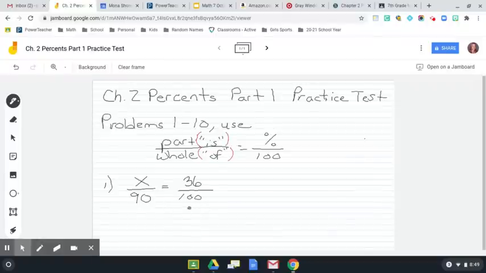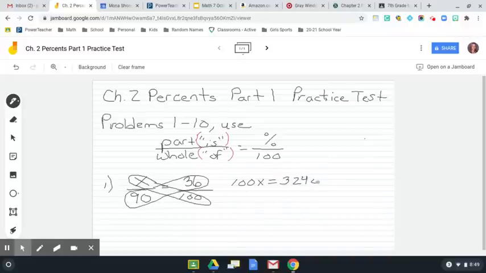So at this point, you are going to cross multiply. You're going to have 100 times x equals, right? And you should be showing this on your lined paper right now with me. 90 times 36. Multiply that out, and you should see this value, 3,240. At that point, you need to solve for x. You need to find the part. We need to get x all by itself, so we're going to divide by 100 on both sides.